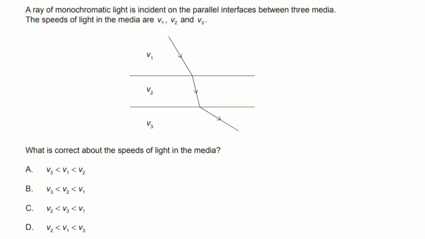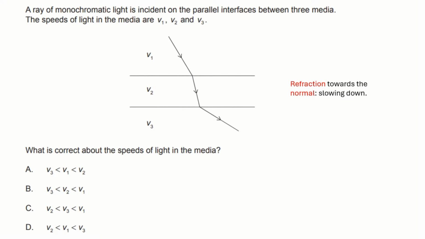Okay, so when you're looking at a question like this, it's all about thinking about the path of that light as it goes here. We've clearly got some refraction going on, and we need to use that refraction to determine where the speed is high and where the speed is low. The important thing to remember about refraction is that when we have refraction going towards the normal, so in the case of when we go from air to glass, our light is slowing down.